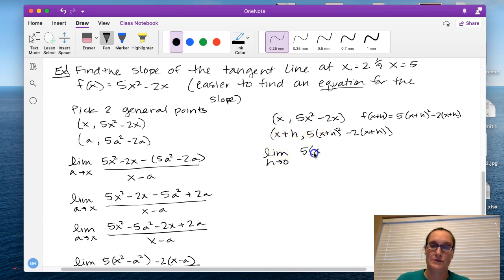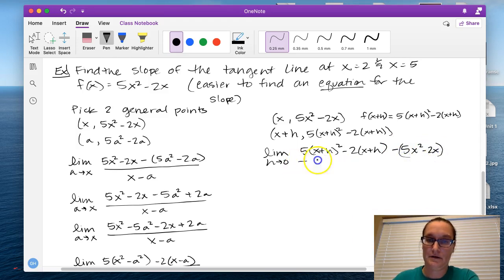We're going to do our y2 minus y1. So we do our y2 minus y1. And again, I need parentheses around this to distribute the negative. All over, in this case, h, because x plus h minus x is going to be h. So we simplify. The difference between the two methods is one is multiplying and the other one is factoring. So we're not going to factor, but we are going to multiply the x plus h squared out. X plus h squared is x squared plus 2xh plus h squared.